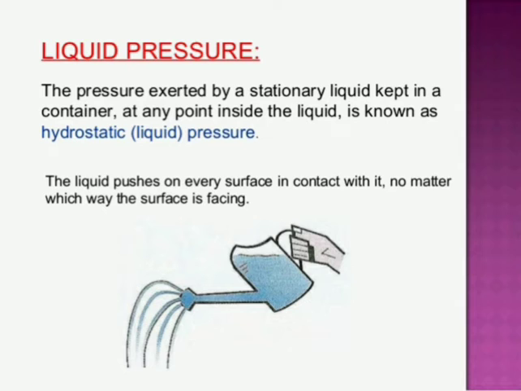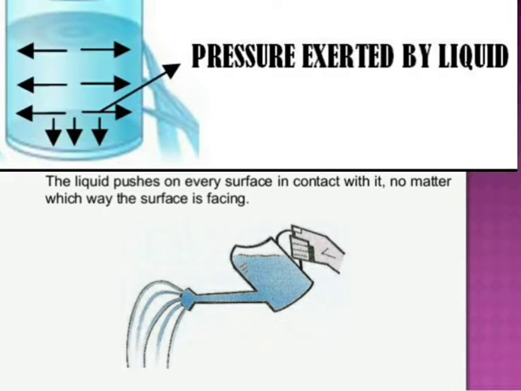First of all, we will start with the definition of liquid pressure. The pressure exerted by a stationary liquid kept in a container at any point inside the liquid is known as hydrostatic pressure or liquid pressure. Actually, the liquid pushes every surface in contact with it, no matter which way the surface is facing.